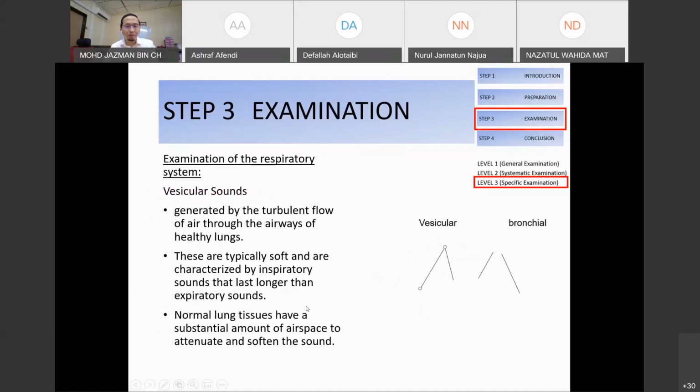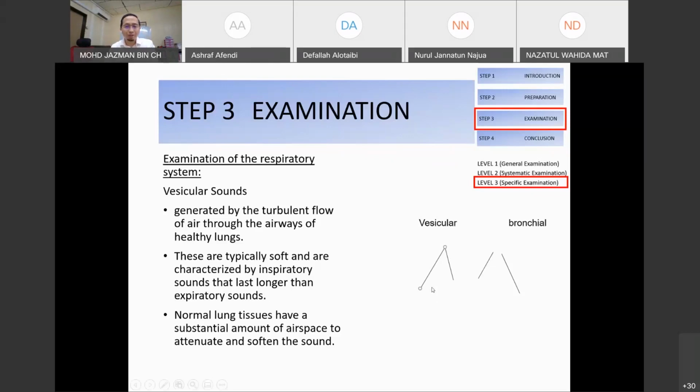So vesicular breath sound, you will hear the inspiratory sound longer compared to the expiratory part. I repeat, vesicular breath sound, if you hear it, you will hear the inspiratory part longer compared to the expiratory part. And then there is no gap. However, in my experience, I cannot tell the gap between the inspiratory and expiratory curve. But the difference between the duration of the inspiratory part and the expiratory part is very clear.